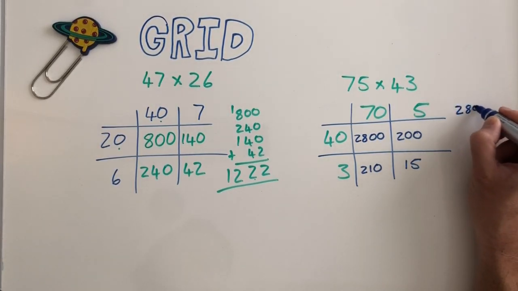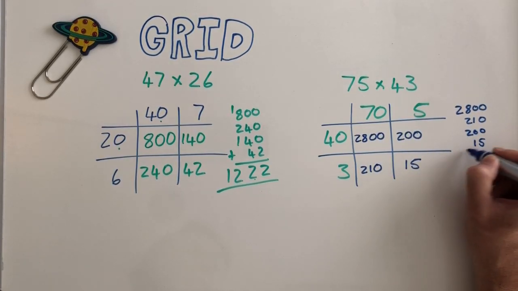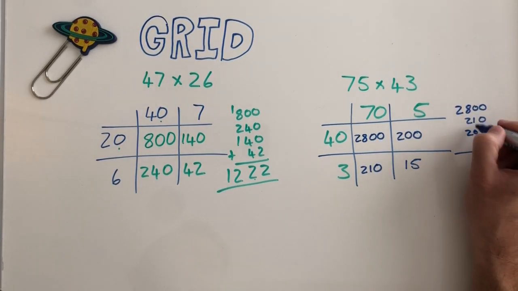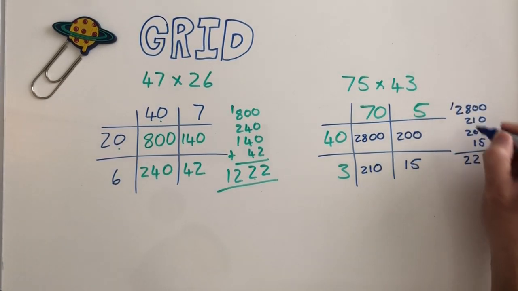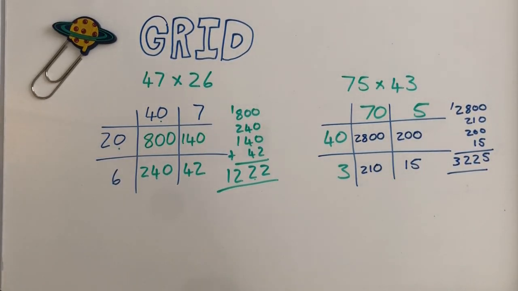So 800 plus 210 plus 200 plus 15. And all that together is going to give me a 5. That's a 1 and a 1, which gives me a 2. That's 10 plus 2, which is 12. And then carry the 1. And then we end up with 3, 2, 2, 5. So it's really, really simple.